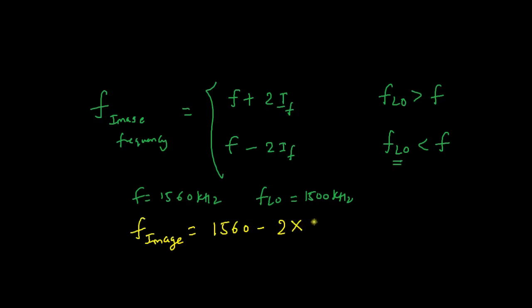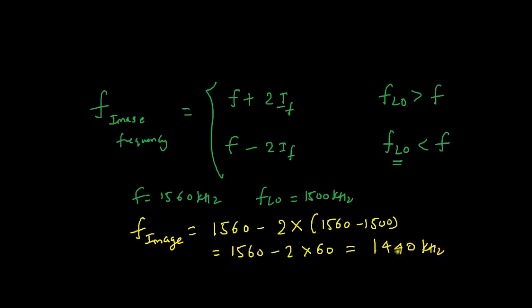So that is 1560 minus twice 60. So that will become 1440 kilohertz. Okay, so this is the image frequency, this is the unwanted signal.